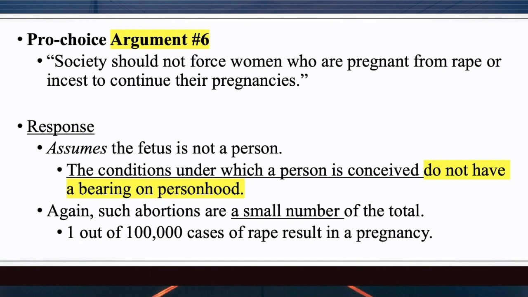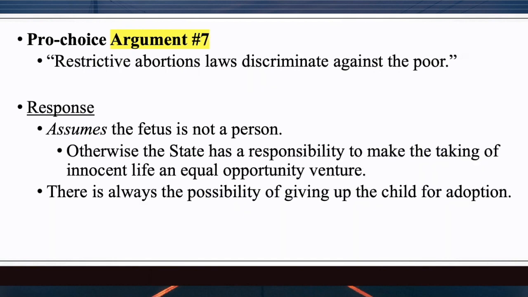Look at the statistic there: 1 out of 100,000 cases of rape result in a pregnancy. And in that case, some women who become pregnant through rape actually have the baby. So it doesn't mean that if you're pregnant from rape, they all get aborted. So 1 out of 100,000 cases of rape result in a pregnancy. It's very small in number when this happens, but pro-choice advocates blow it up out of proportion.